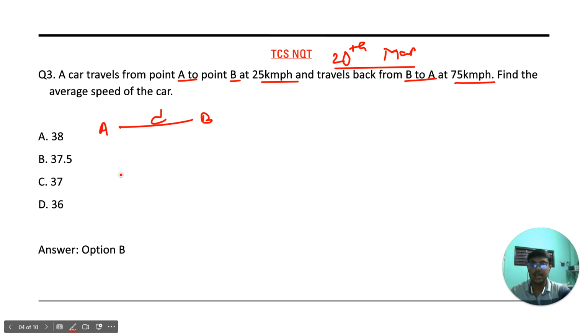So we know that average speed is equal to total distance by total time taken.